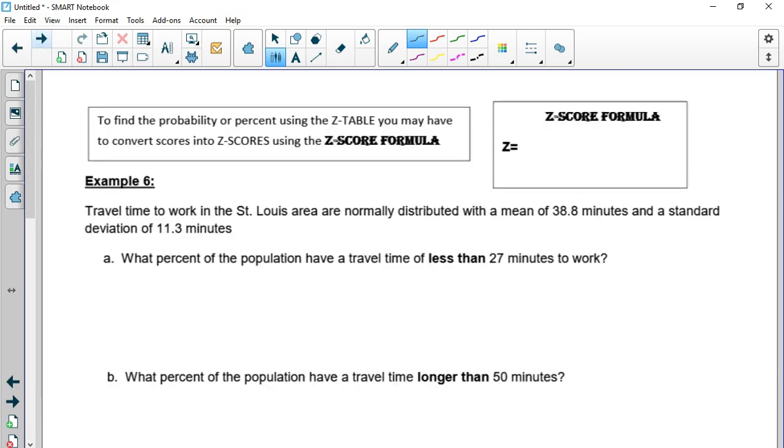Okay, so to find the probability or percent using the z-table, you may have to convert scores into z-scores with this formula. Okay, so we're going to take x minus our funky u, which is our mean, divided by the standard deviation. So here's where it is translated. Our actual score, our actual value, minus the mean, divided by the standard deviation.